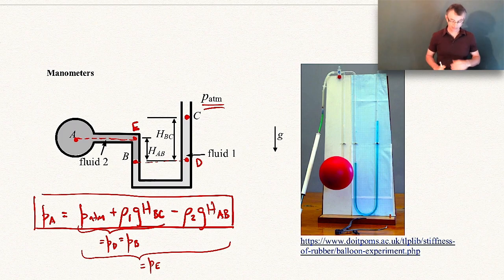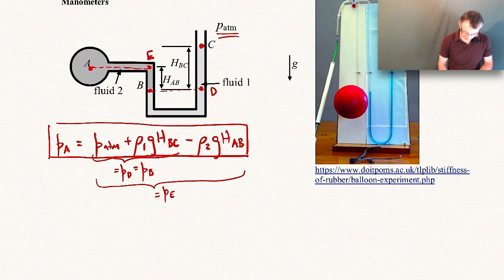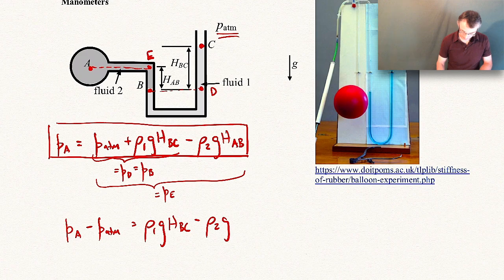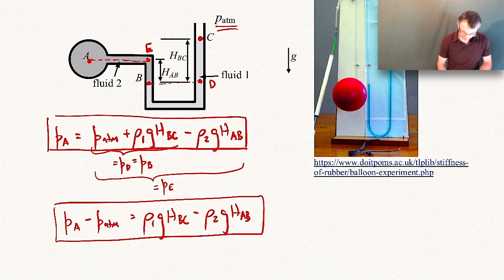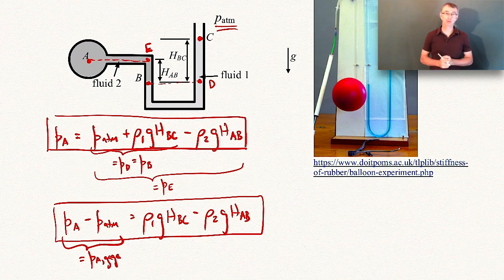Now one other thing that I'll show here is, let me rearrange this so that I bring the P atmosphere to the left-hand side. If you look at this expression, it's the same expression, but the left-hand side I've written explicitly so that it looks like a gauge pressure. You can see that what this manometer is doing is measuring the pressure at A relative to atmospheric pressure. So it's really measuring the gauge pressure at A.